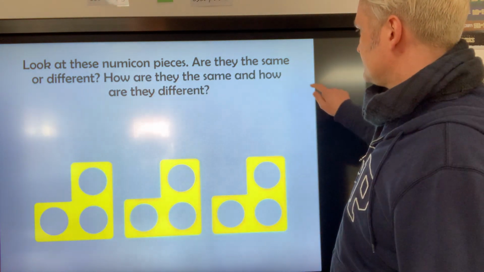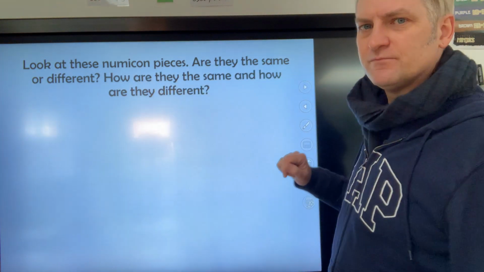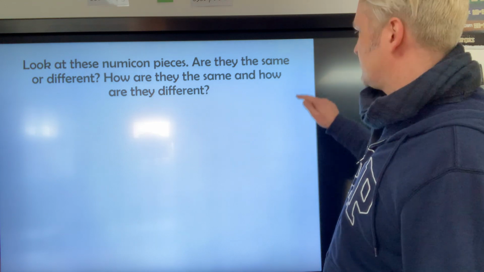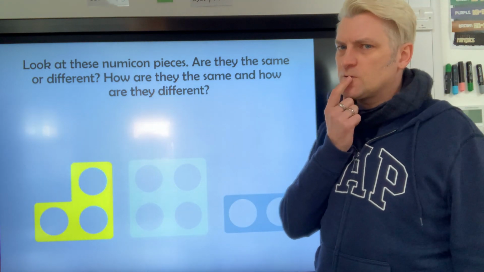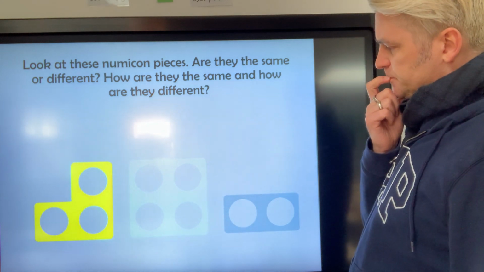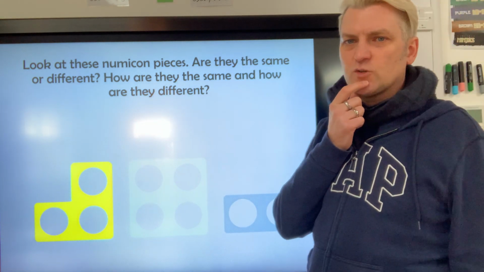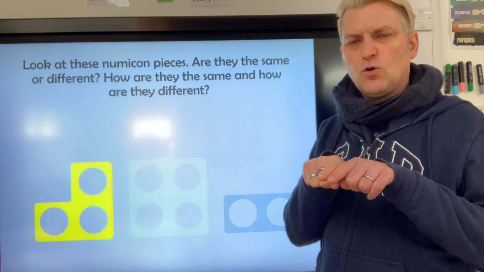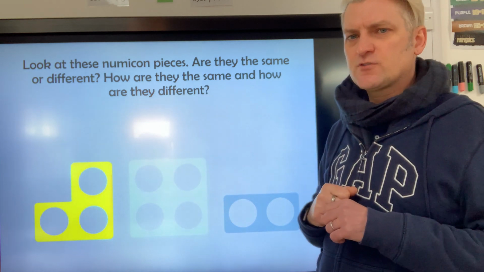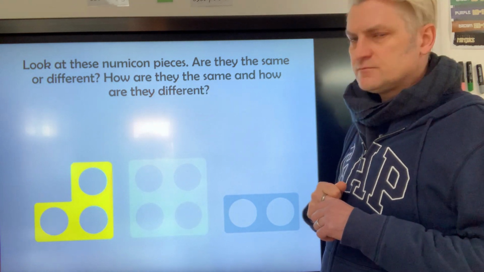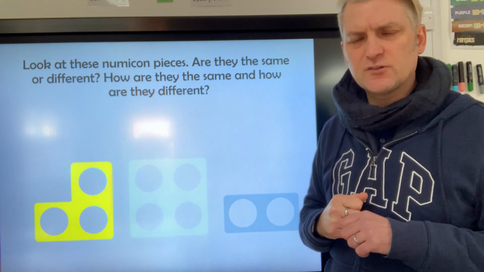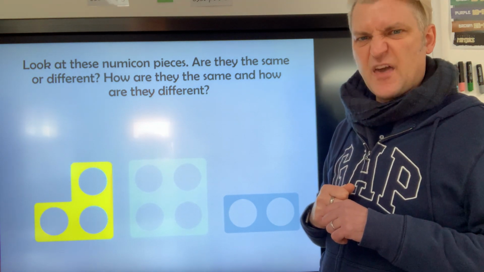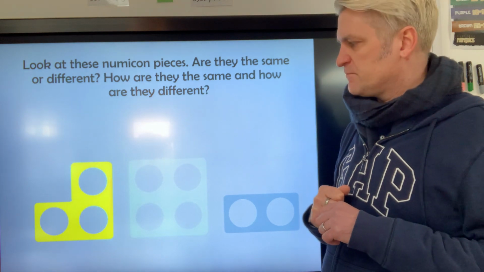Okay. Right, here's another one. See if you can do this by yourself. What do you think? Same or different? Shout it out. Did you say same or did you say different? They are all different, aren't they?